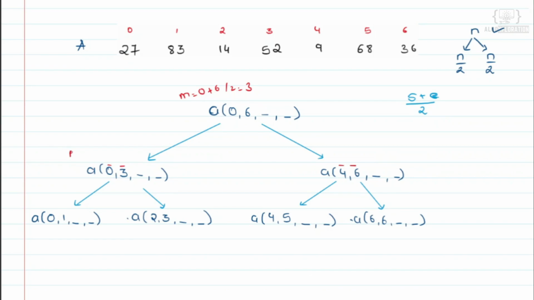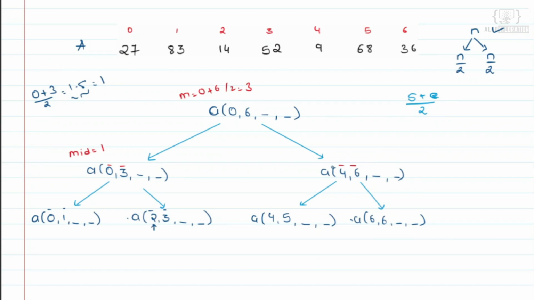Similarly here the mid will be 0 plus 3 by 2. So it will be 1. Now many of you will argue that 0 plus 3 by 2 will be 1.5, but actually we are taking the floor value, so that will be 1. So we will call 0, 1 and 2, 3. Mid plus 1, that is 1 plus 1, 2.